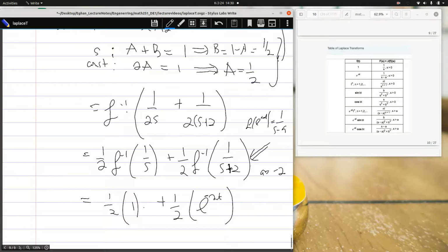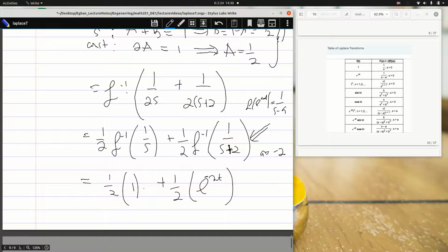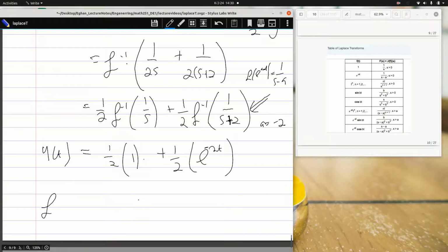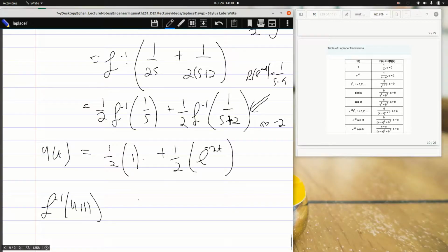And this is my u of t. Now there's no more terms in s, there are only terms in t. So the Laplace inverse of all the U in frequency is just half plus this.